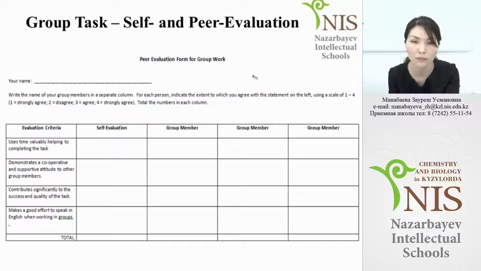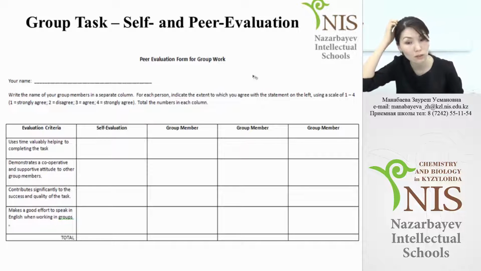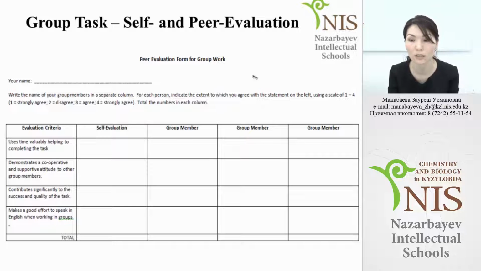task. Sometimes, if it's a group of students of different abilities, the higher level students make more contribution than the lower level students, so it's required to contribute significantly to the success and quality. And of course, the important thing is to make a good effort to speak in English when working in groups or in pairs.